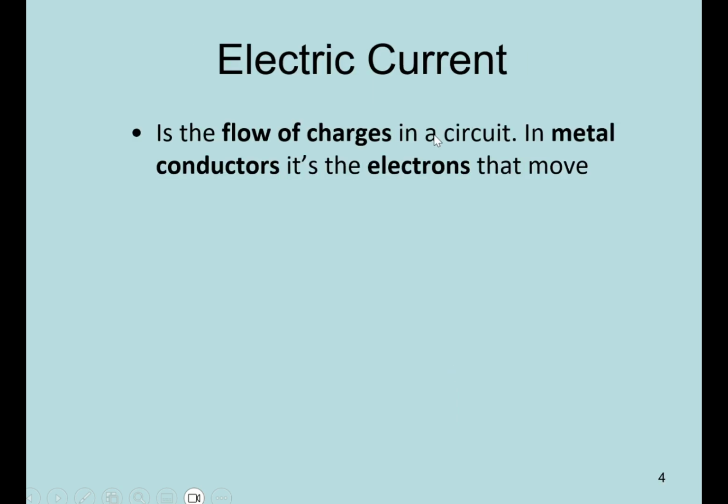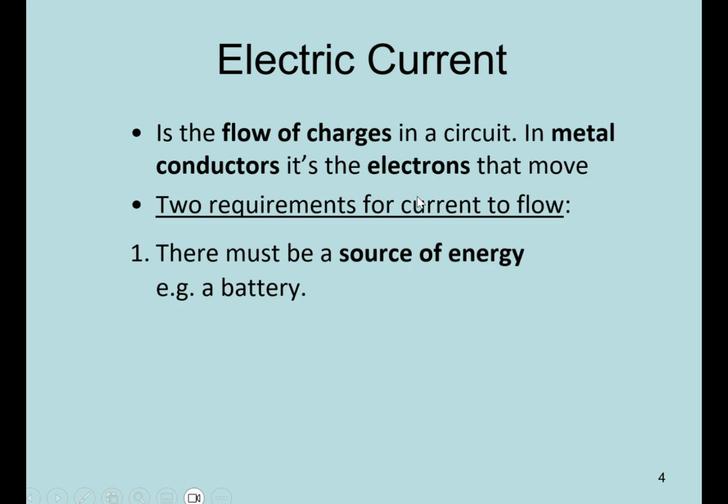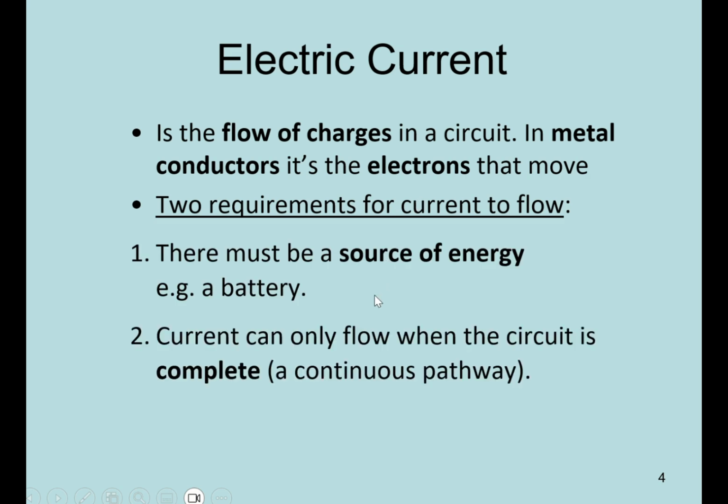Electric current, it's the flow of charges in the circuit, and in metal conductors, it's the electrons that move. There are 2 requirements. There must be a source of energy, like a battery, and the current can only flow when the circuit is complete. There's a continuous pathway. It's a closed circuit.